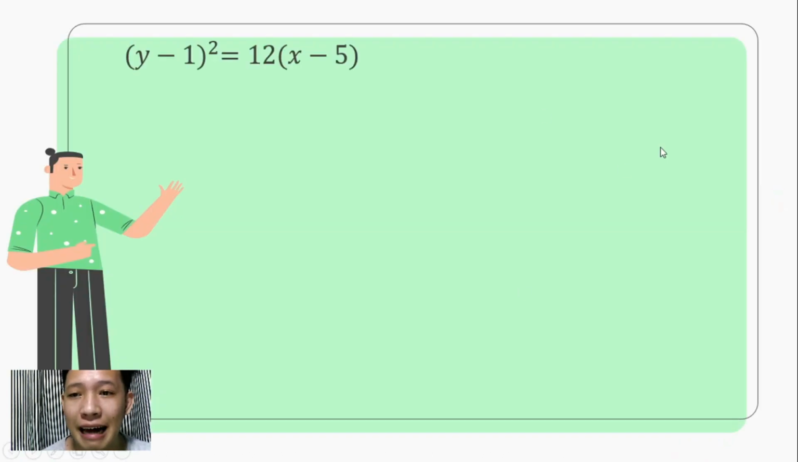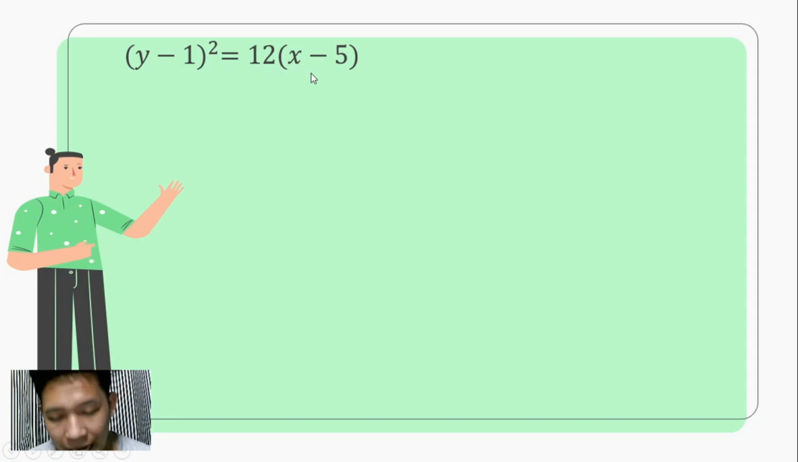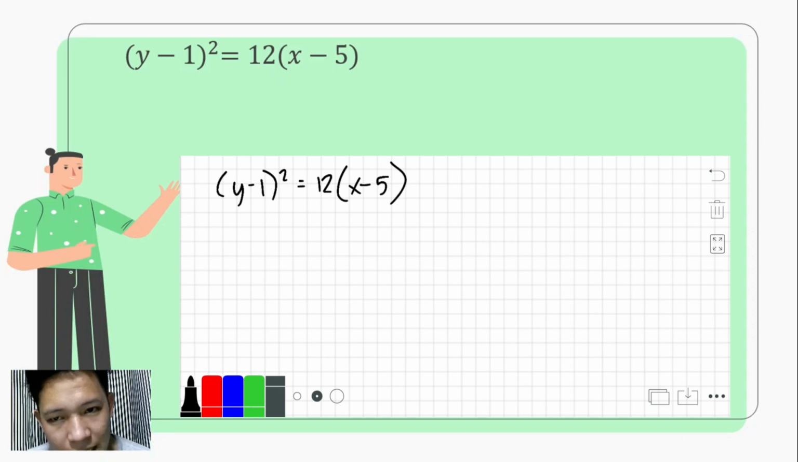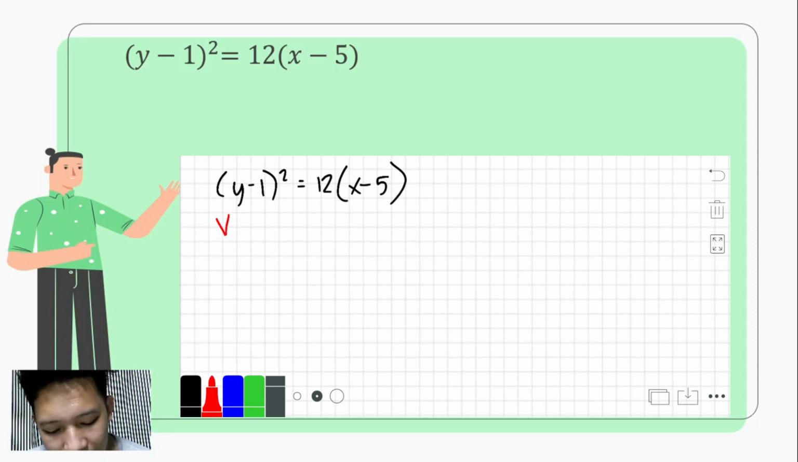Alright, so let us have the example from our last video. That is y minus 1 squared equals 12 times x minus 5, wherein we can simply determine our vertex. So let me just first rewrite the equation. That is y minus 1 squared equals 12 times x minus 5. We can determine the vertex by looking at the standard form, knowing that our h is 5 and our k is 1. Hence, the vertex is at (5, 1).